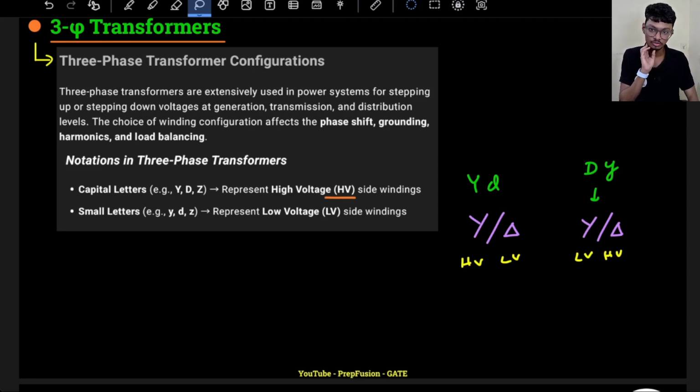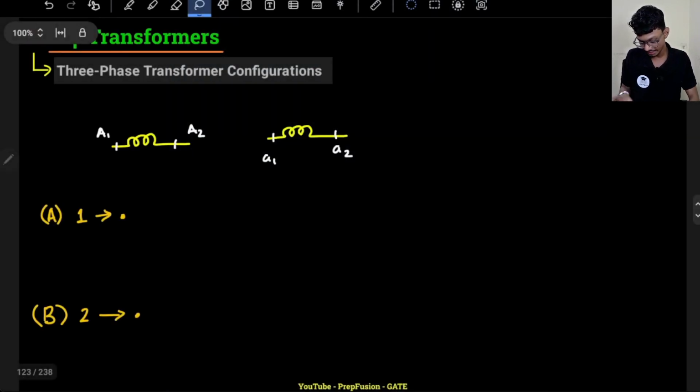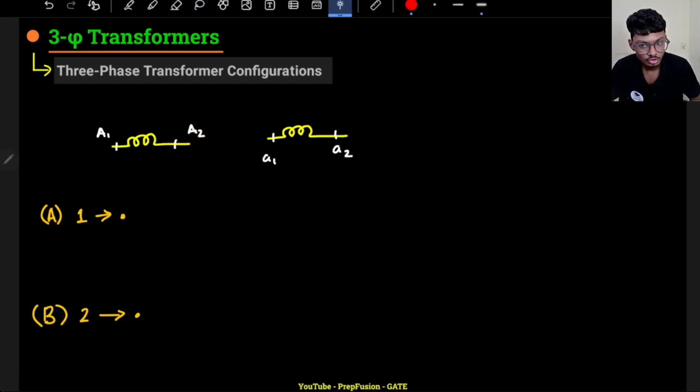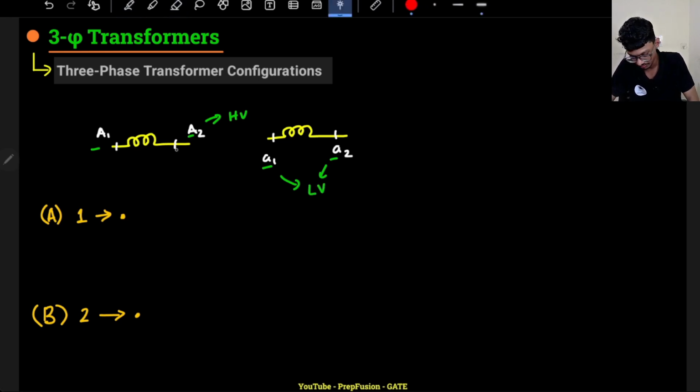Now let's come to one more point. Here I have these two coils of a single phase transformer. Very simple, right? Let's say this is phase A, phase B. If A1, A2 are capital, that means these represent the high voltage winding. If these are small letters, that means these represent the low voltage winding.